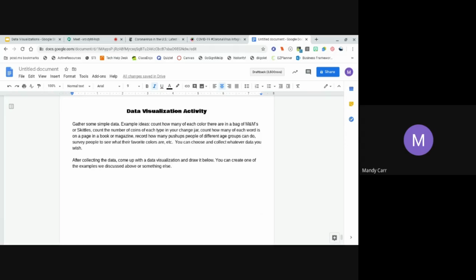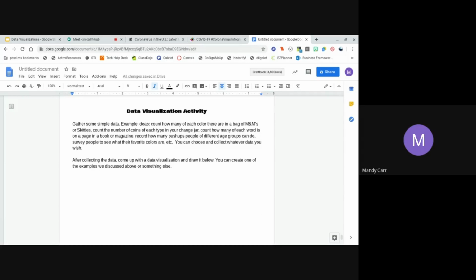You can count how many of each word is on a page in a book or a magazine. You can record how many push-ups people of different age groups can do. You can survey people to see what their favorite colors are, etc. You can choose and collect whatever data that you wish. So you have some leeway there. So think about it and see if you can come up with something to record for data. And as I said, if you can't think of anything, you can try using one of those examples.